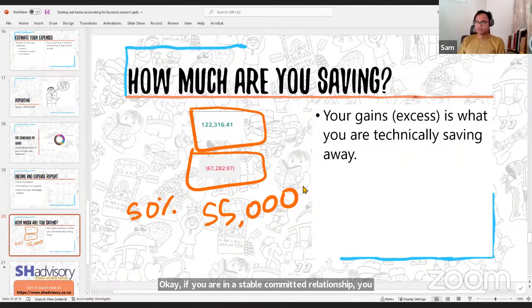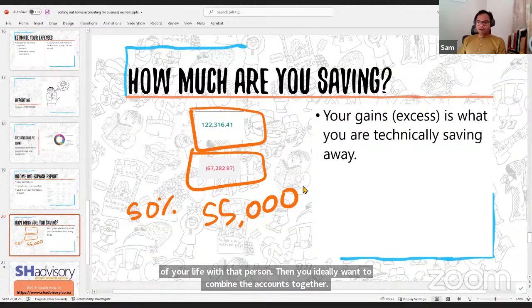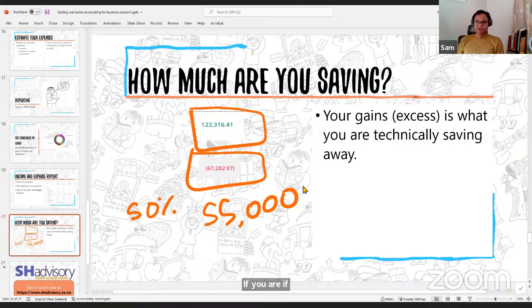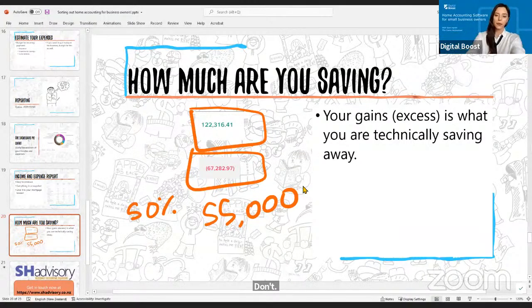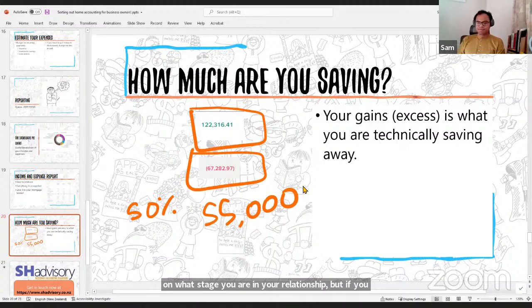And you know you're going to be spending the rest of your life with that person, then you ideally want to combine your accounts together. If you just started dating, or you're not quite sure whether you want to be spending the rest of your life with this person, then by all means, don't combine your accounts together. Don't intrude on your personal finances. So it really depends on what stage you are in your relationship. But if you are in a committed relationship, definitely combining your accounts is the way to go.